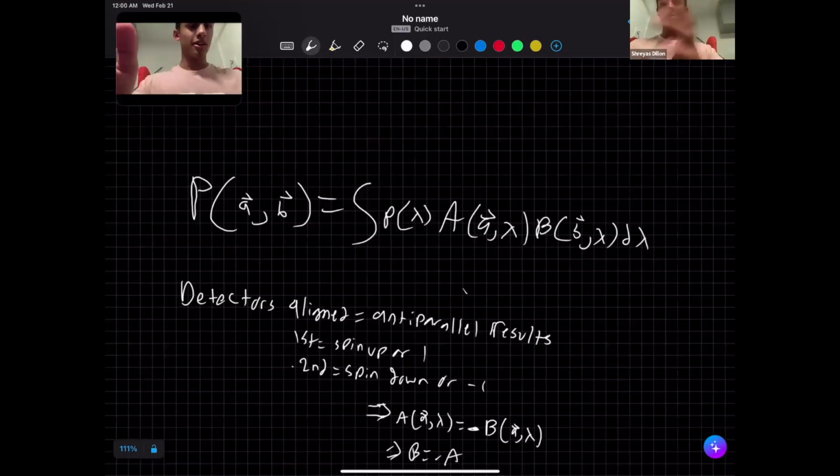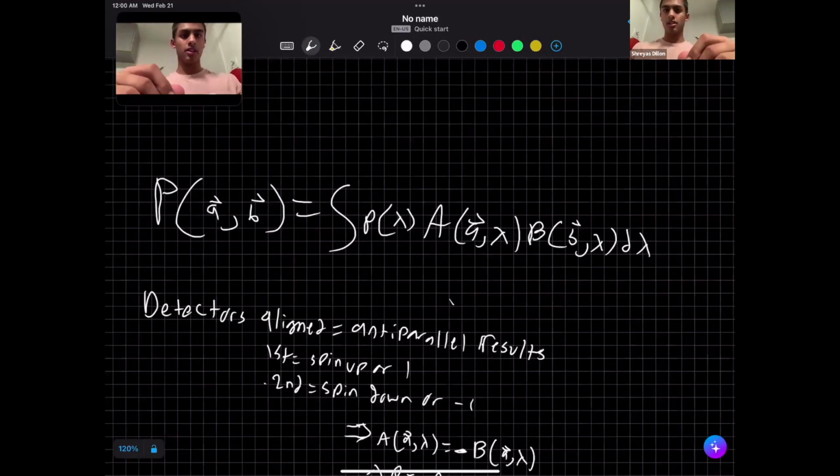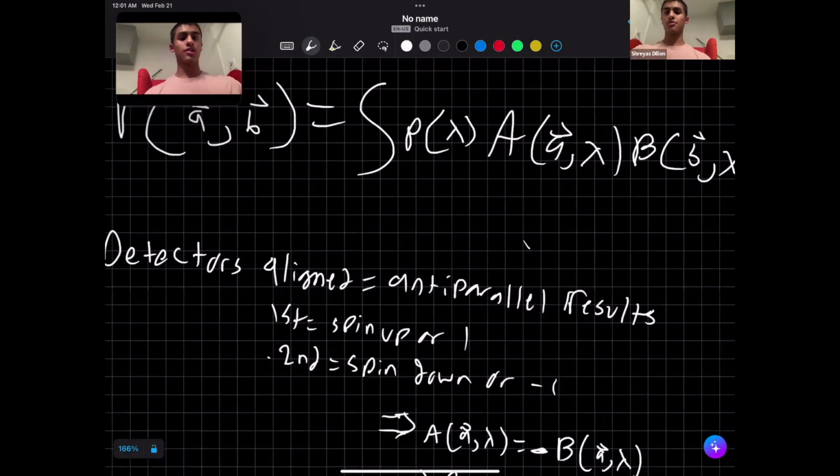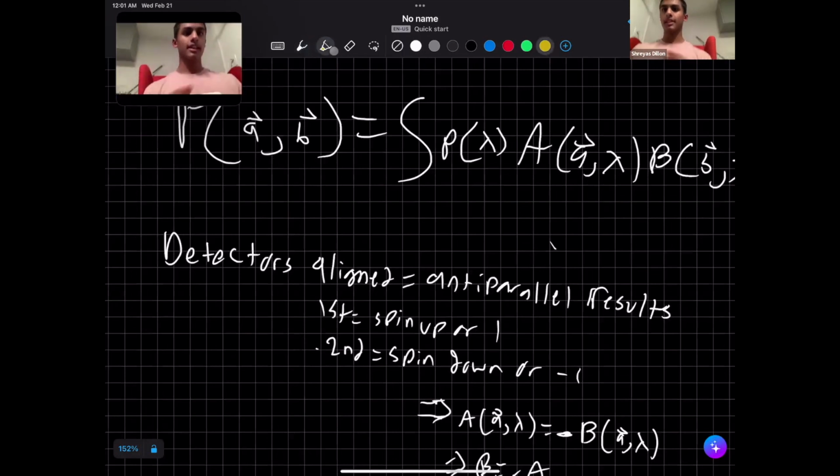So we found before that the expectation value, again, just think of that as the weighted average based on the probabilities, is going to be the integral of the probability distribution of this hidden variable times both the outcome of A and the outcome of B. As we mentioned before, the detectors were aligned in the EPR group, which means they are anti-parallel results. Because they're exactly aligned, the detector angle won't affect them.